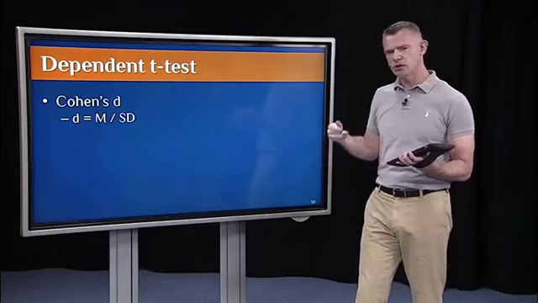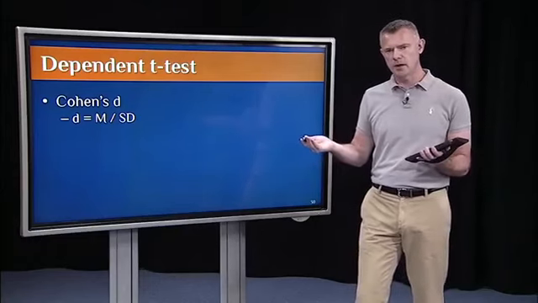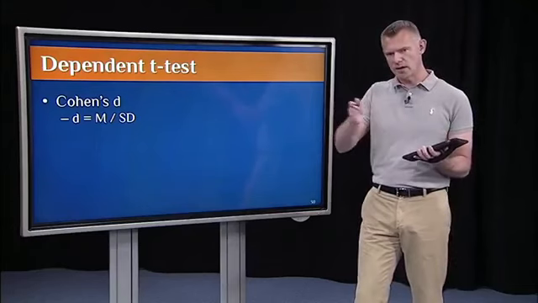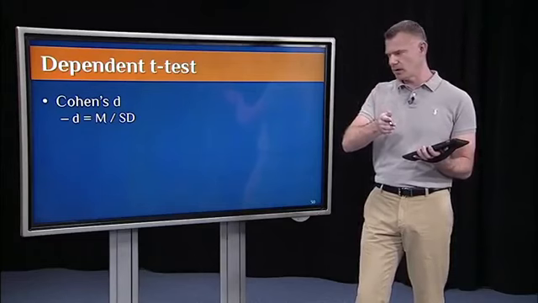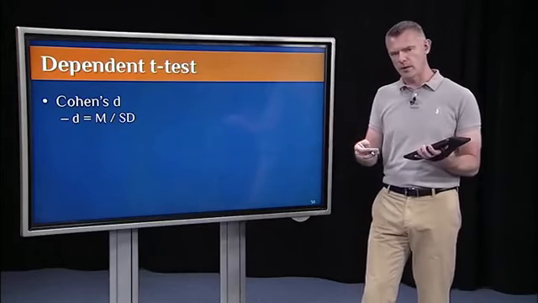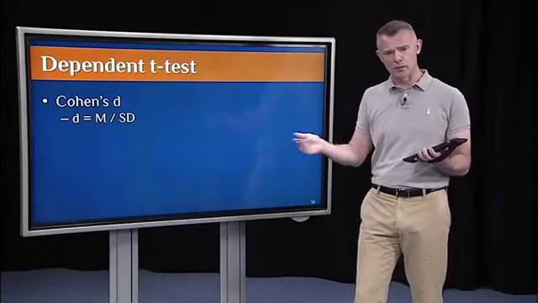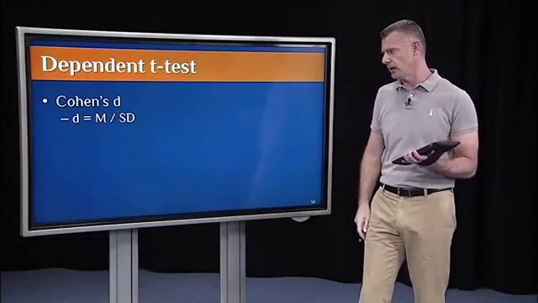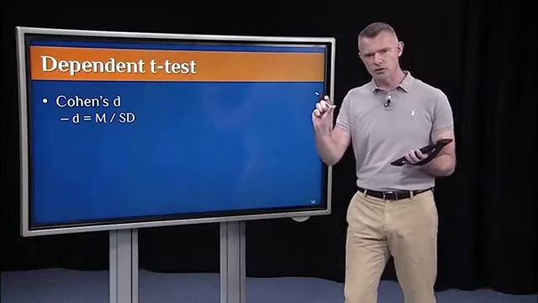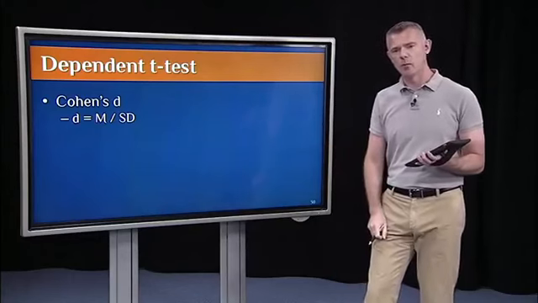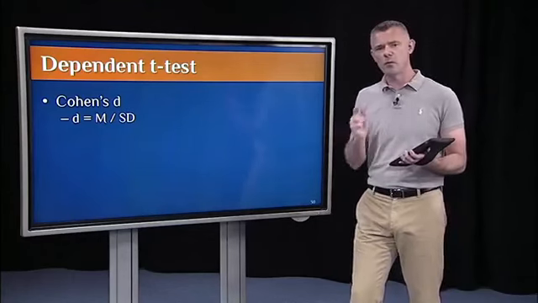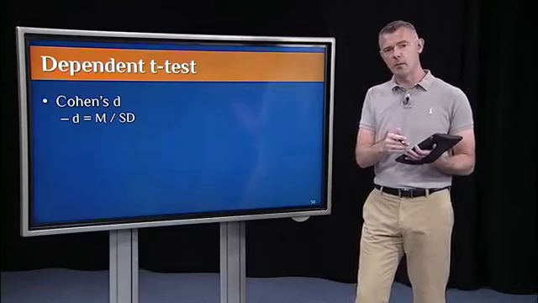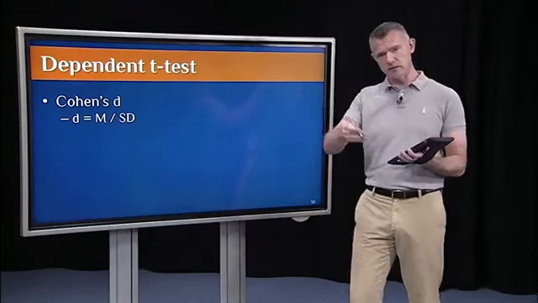Plus, it's a very intuitive measure. It just tells me how much, in terms of standard deviation units, does one mean differ from another. Or if we're looking at change scores, like we are here in a dependent t-test, it's how much did people change from one measurement to the other in standard deviation units. So Cohen's d of 1 means that people went up a whole standard deviation. That's a pretty big effect.